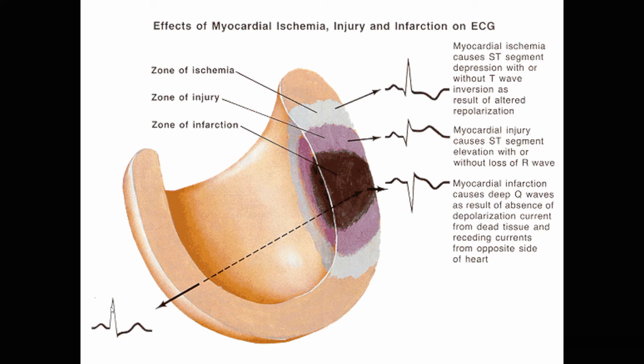This is here the normal ECG shown to compare with changes generated by the different zones. The necrotic zone generates a deep Q and enlarged QRS complex together with the inverted T wave. The zone of the injury causes an elevation of the ST segment, and the ischemia causes an inversion of the T wave.